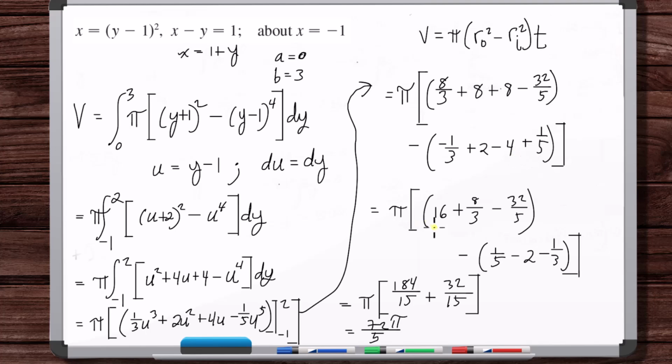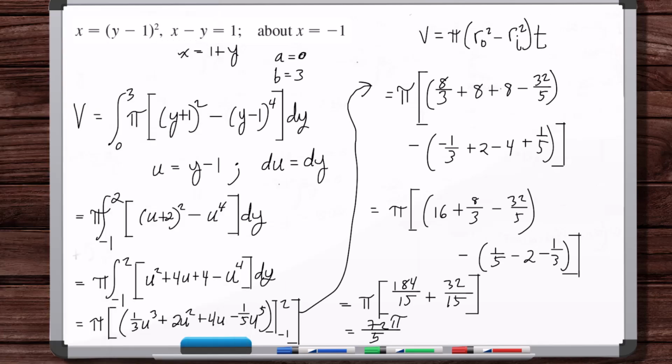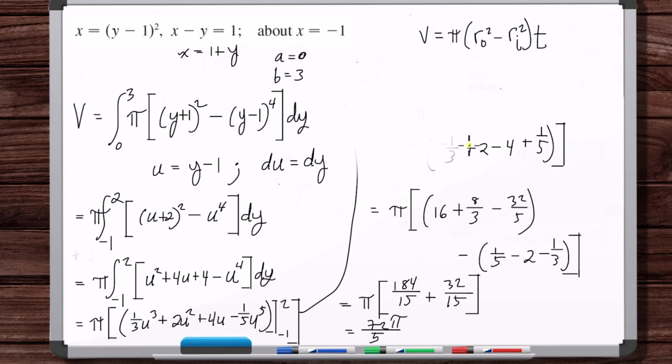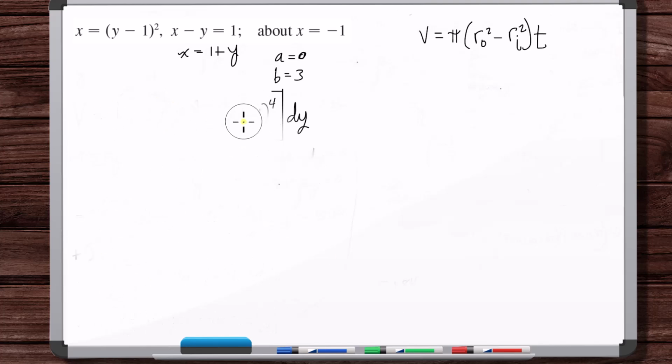Okay. Pi, and then you've got 16 plus 8/3 minus 32 over 5 minus, and then 1/5 minus 2 minus 1/3. Okay, then 16 plus 8/3 minus 32 over 5 is 184/15. 1/5 minus 2 minus 1/3 is minus 32/15. So you add those. Okay, so I must have set up the integral wrong. Oh, I see what happened. I absolutely set up the integral completely wrong.